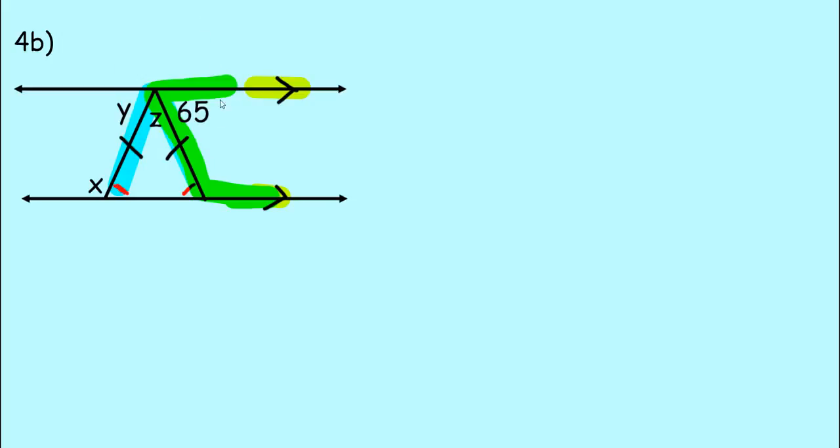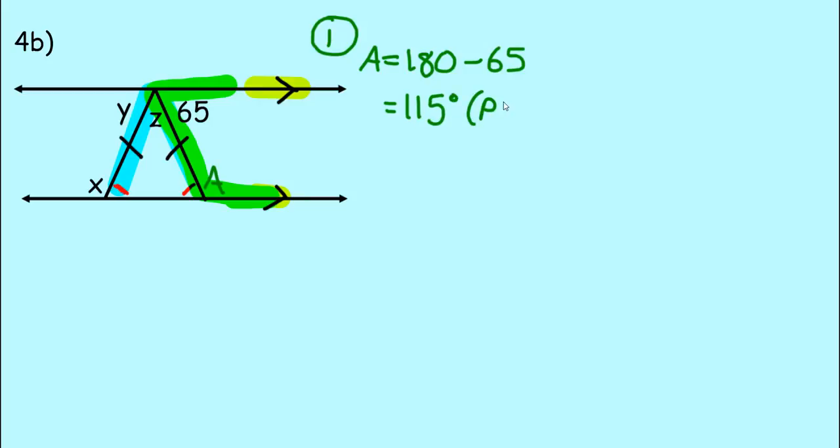So if I denote this angle as A, I can say that angle A, and this is going to be my first step, so it gets really complicated sometimes, so I would number your steps anytime there's a multi-step problem. A is equal to 180 minus 65, which equals 115 degrees because of PLTC. That's the first step that I'm going to do. So now I know that this is 115 degrees.